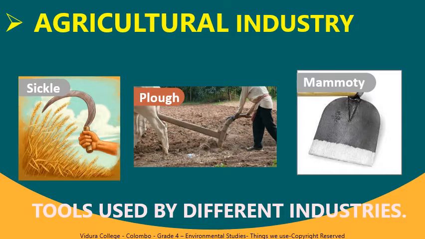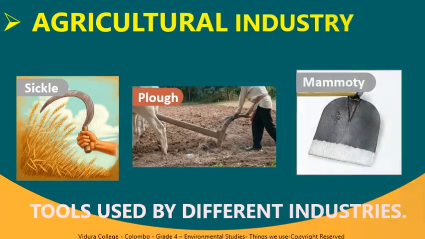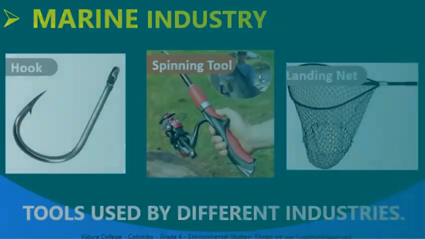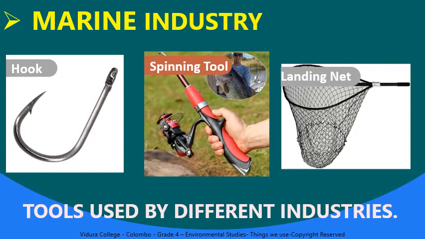Agricultural industry. The person who is working in the agricultural field is called a farmer. They use the sickle to cut pods of paddy. Plough and mammoth are used to prepare the soil for crops. Marine industry. The person who is working in the marine industry is called a fisherman. They use landing net, hooks, spinning tool to catch fish.